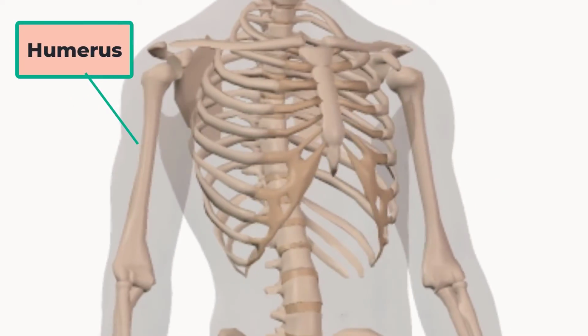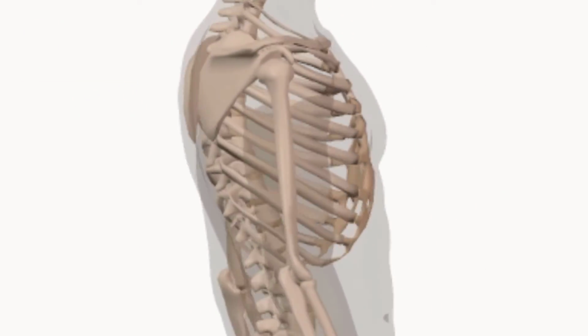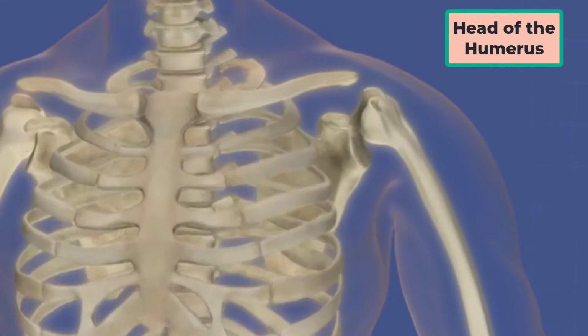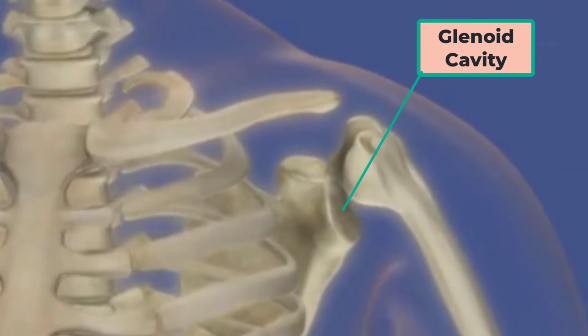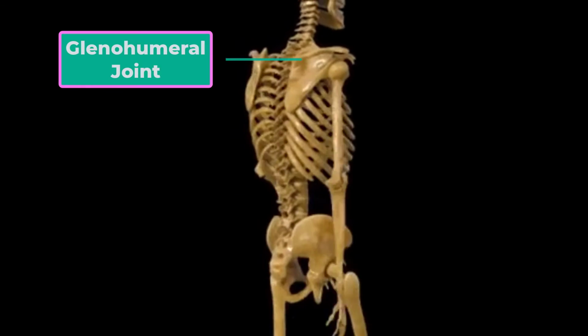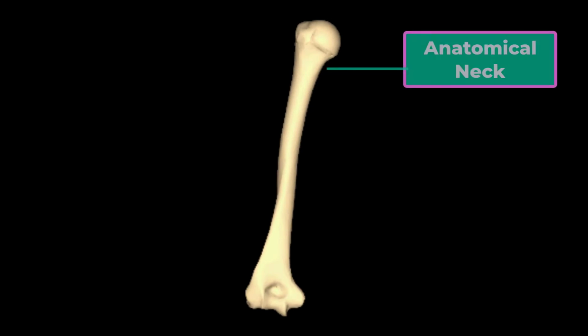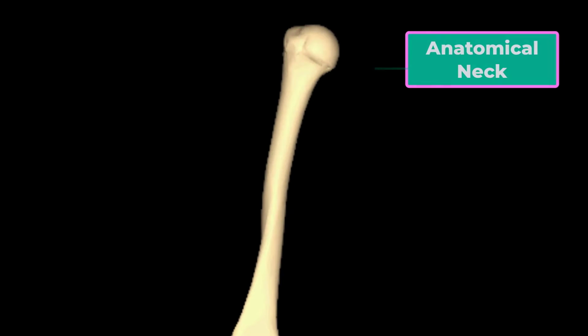The humerus is the single bone of the upper arm region. At its proximal end is the head of the humerus. The head articulates with the glenoid cavity of the scapula to form the glenohumeral joint. The margin of the smooth area of the head is the anatomical neck of the humerus.